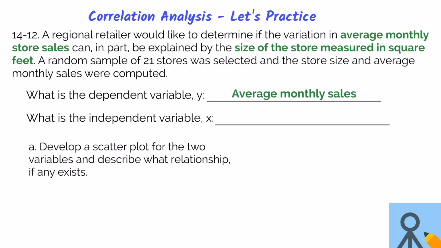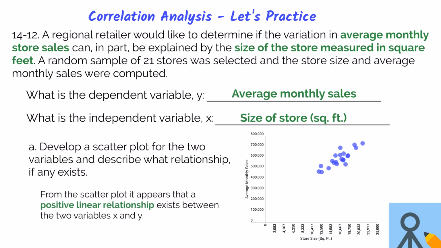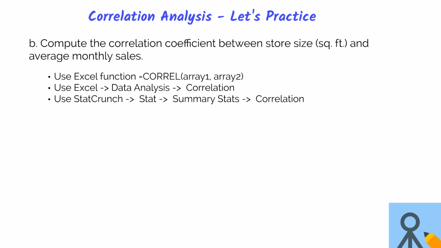Then the independent variable is the variable we think might explain the dependent variable. This would be the size of the store in square footage. So in part A, it asks to develop a scatter plot for the two variables and to describe what relationship potentially exists. So here's a scatter plot using the data from the practice problems worksheet. From the scatter plot, it appears that a positive linear relationship exists between the size of the store and the average monthly sales. So in part B, we're asked to compute the correlation coefficient between the store size in square feet and the average monthly sales.